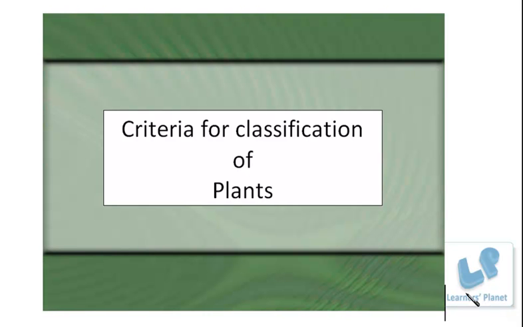In today's session, I'm going to discuss the classification of plants. In fact, I'm going to discuss the criteria on the basis of which the classification of plants is actually done.